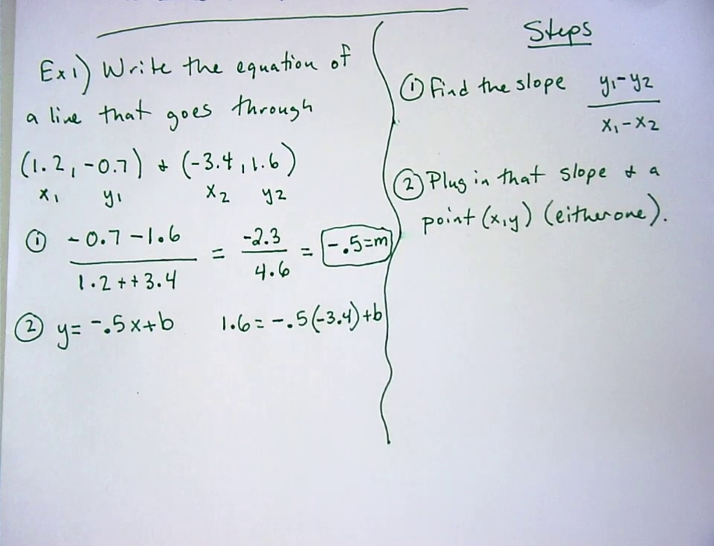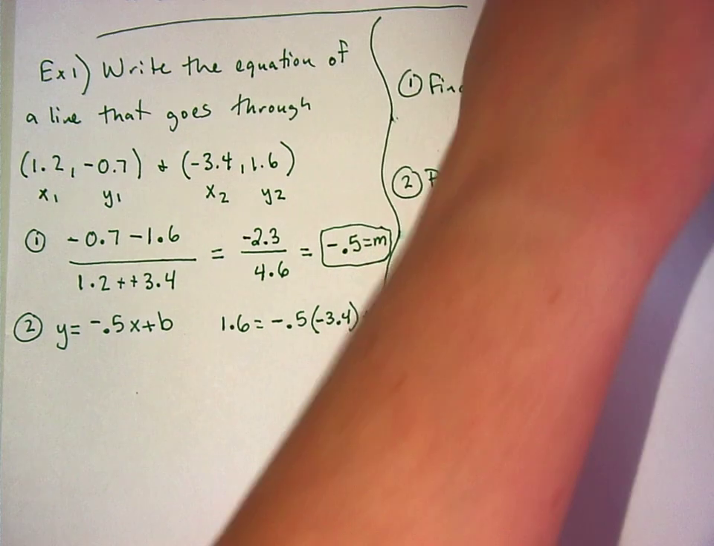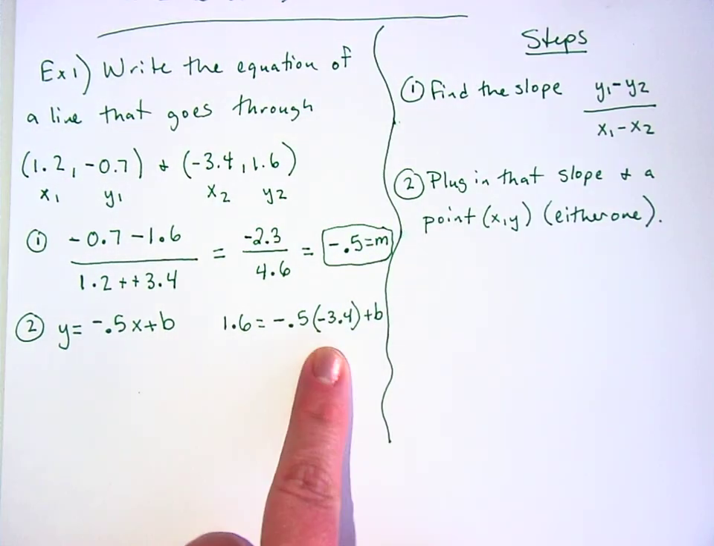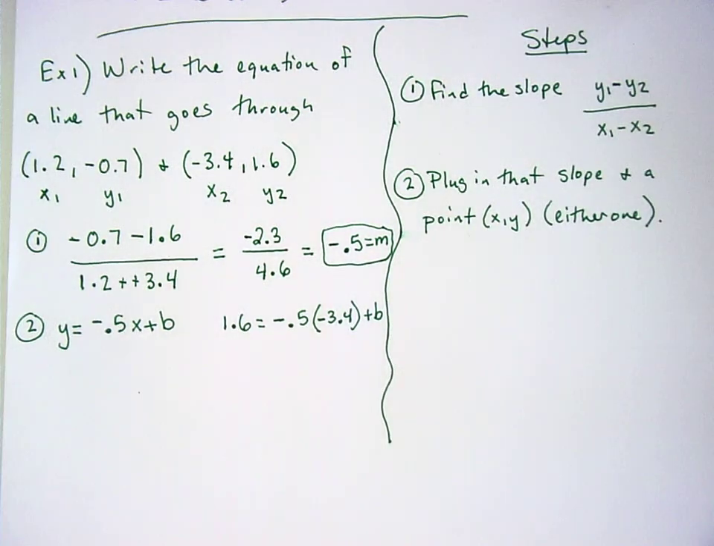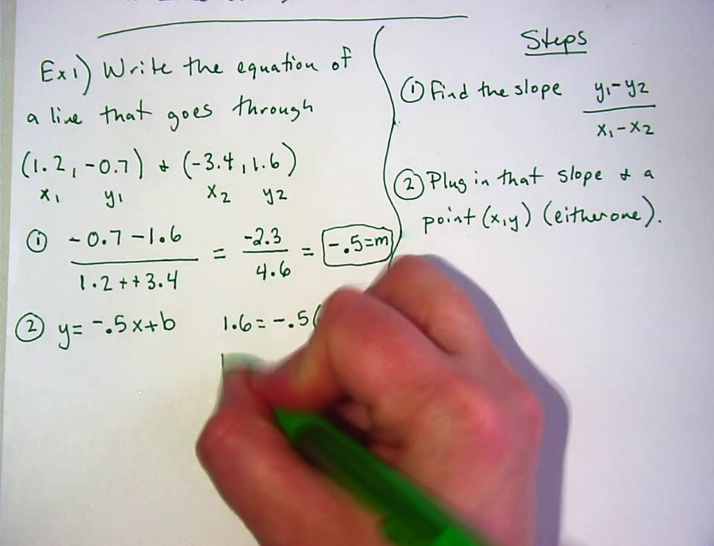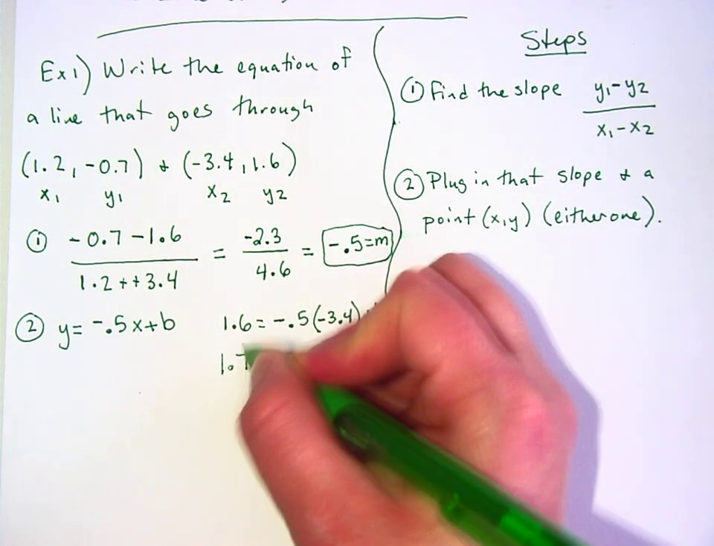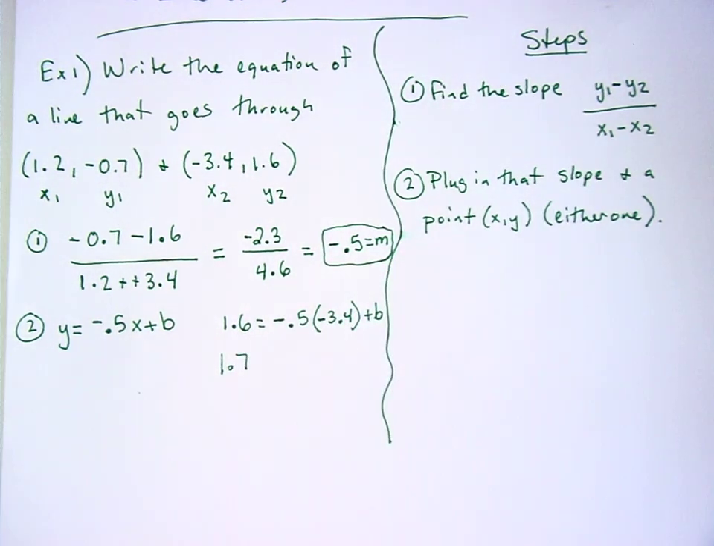In my calculator, what's a negative times a negative? A positive. Half of 3.4. Anybody do that in their head? If you can't, use a calculator. Right, 1.7.